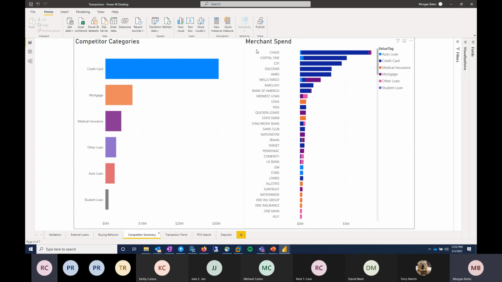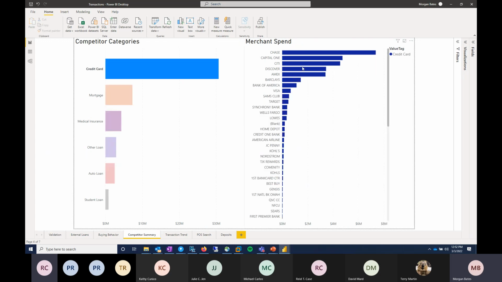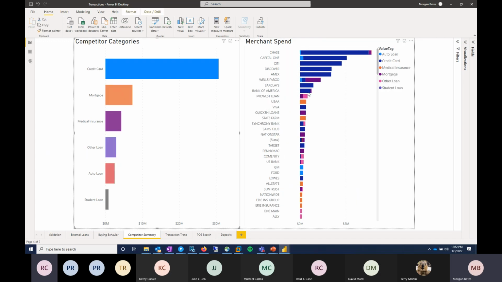If I look at this competitor summary, Chase, Capital One, Citi, Discover, Amex, Barclays, Bank of America, Visa, these are common across 99.8% of credit unions. So we do a little bit of tweaking, but really the vast majority of it is ready to go pretty much day one.